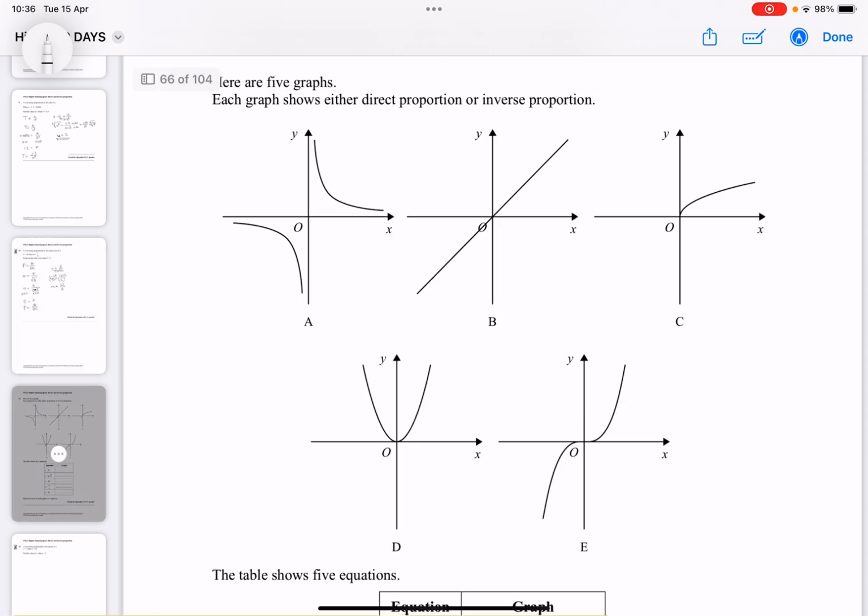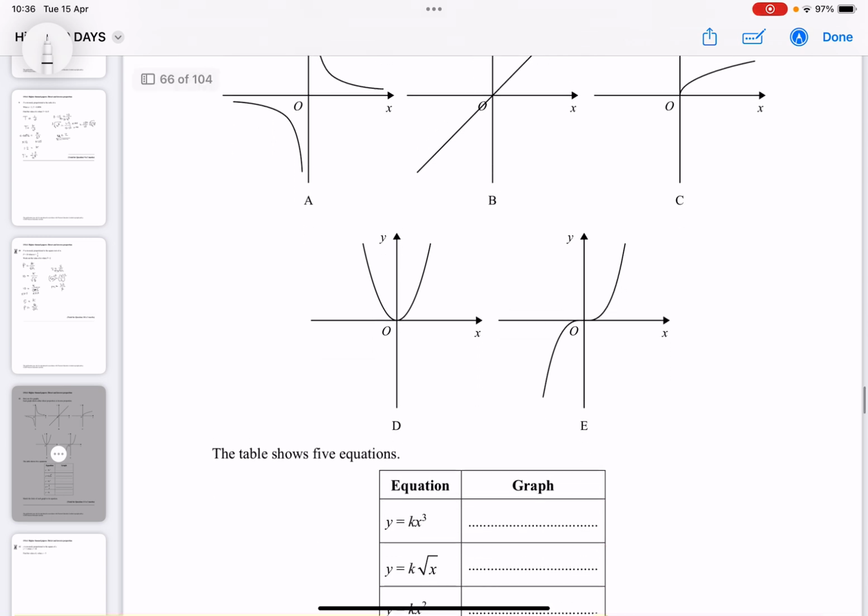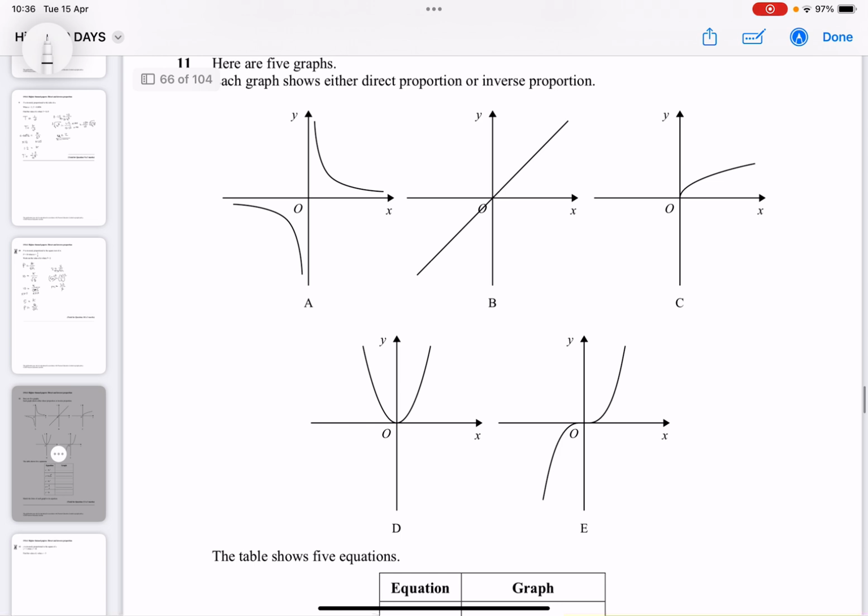Each graph shows either direct proportion or inverse proportion. Here are 5 graphs. The table shows 5 equations. Right. This one is 1 over x, or k over x. This is y, so y equals something like that. This is y equals x. We saw earlier this is the square root of x. We know that this is probably x squared, and this one is x cubed.